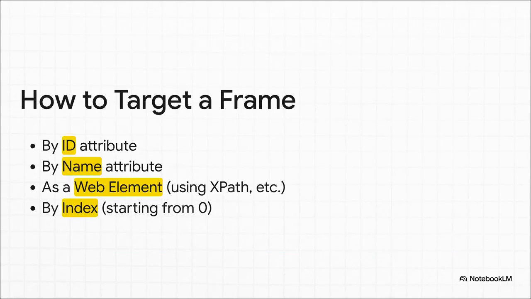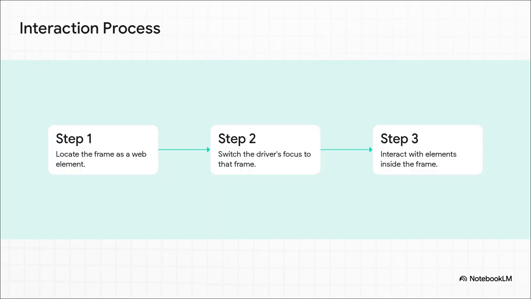Okay, but how do you tell your driver which frame to look at? Well, you've got options. If the frame is nice enough to have an ID or a name attribute, that's usually the easiest way. You can also find the frame just like any other web element, using a CSS selector or XPath, which is super reliable. Or, if you have to, you can use its index number, starting from 0 for the first one. So the crucial takeaway here is that this becomes a simple three-step dance every single time. One, you find the frame itself. Two, you switch the driver's context into that frame. And three, now and only now can you finally find and interact with all the elements living inside it.